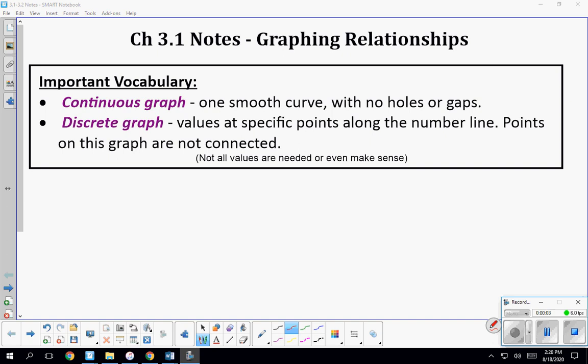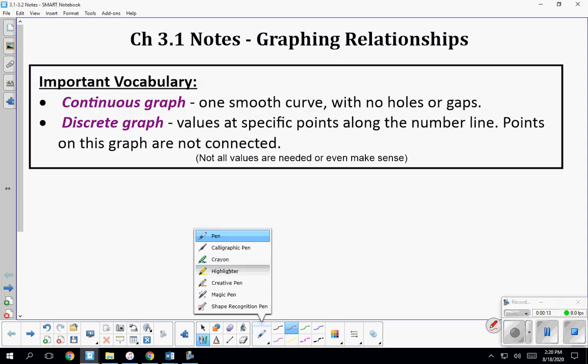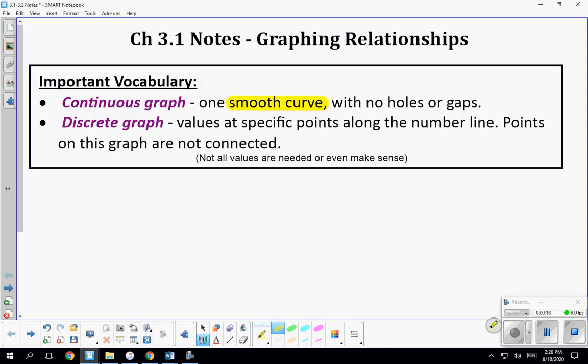In this video, we're going to look at relations and functions. So our first vocabulary words are continuous and discrete. So there's two types of graphs. Continuous is the most common. It's where we look at a smooth curve, a line. A discrete graph is going to be just a graph of points, and they are not connected.